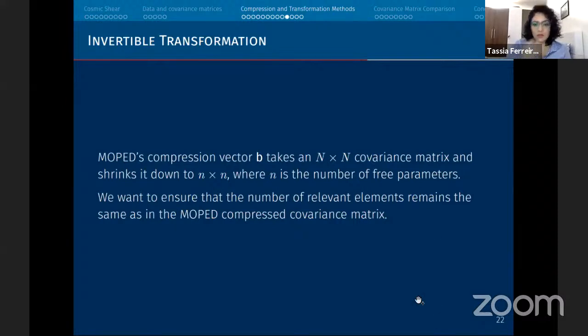Now we move on to an invertible transformation. And why did we look for an invertible transformation? We've already found a good compression scheme. Why do this? Because the compression scheme is non-invertible. So once you have the compressed covariance matrix, you're not going to get a full covariance matrix from that. So what we do is we take the compression scheme.